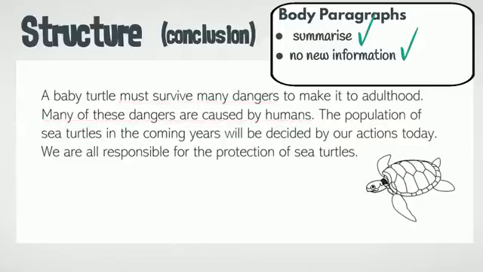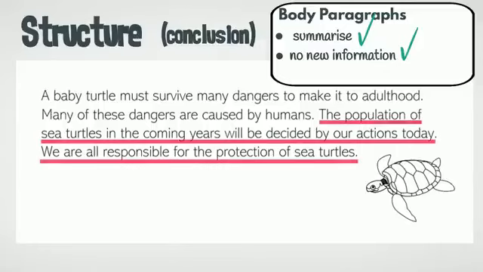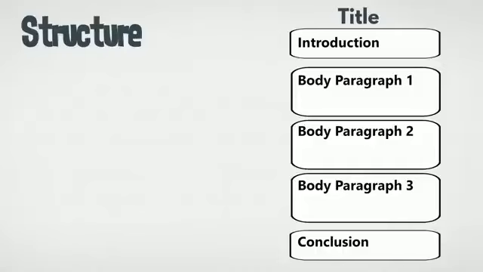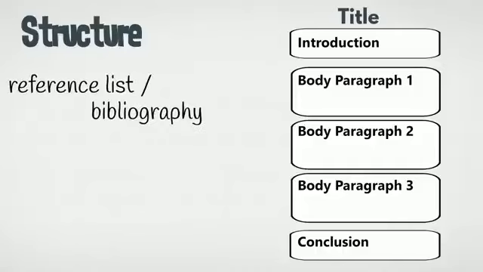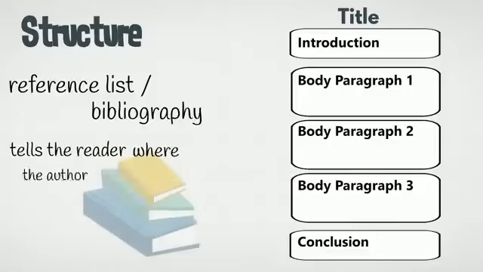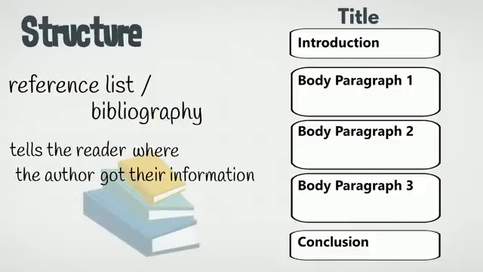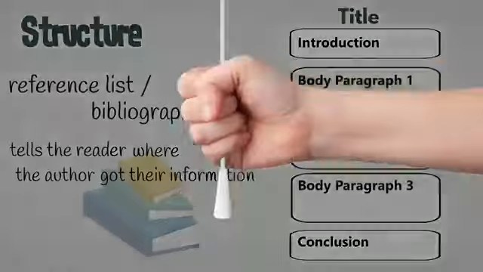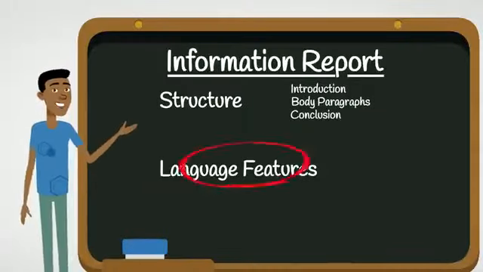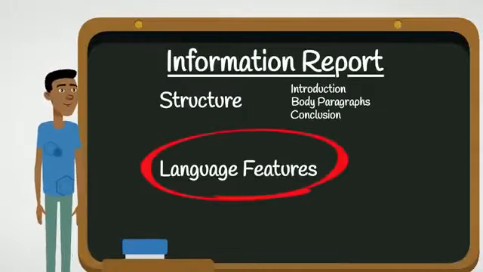Sometimes the conclusion might leave the reader with something to think about. The author of this report has done that here. Finally, a reference list, or a bibliography, should be included to let the reader know where the author of the report got their information. Let's now take a look at the language features of an information report.